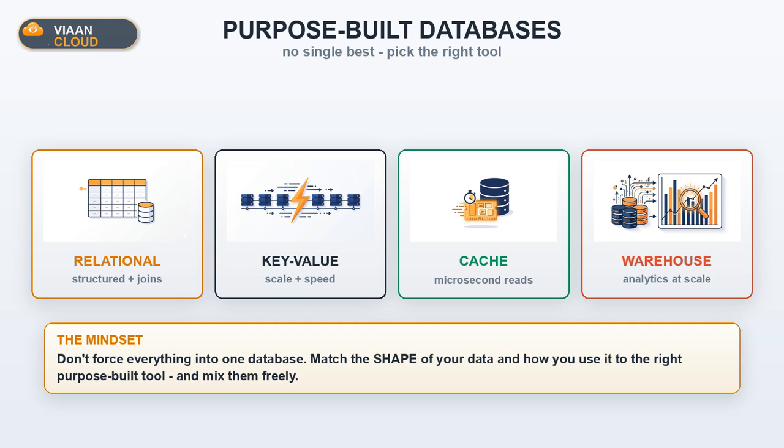And here's the most freeing idea in this whole topic. There is no single best database. AWS deliberately gives you purpose-built ones, and great systems mix and match. Beyond the big two, there are databases tuned for specific shapes of data, graph databases like Neptune for networks of relationships, in-memory ones for speed, time series ones for sensor data. You don't need them on day one. But the mindset matters. Instead of forcing everything into one database, you pick the right tool for each piece of your app. The skill isn't memorizing all 15 services. It's matching the shape of your data and how you'll use it to the right tool.